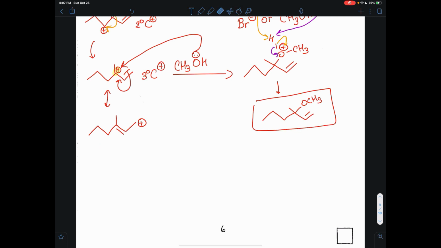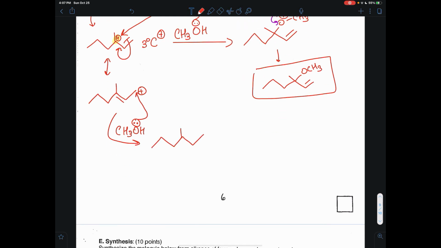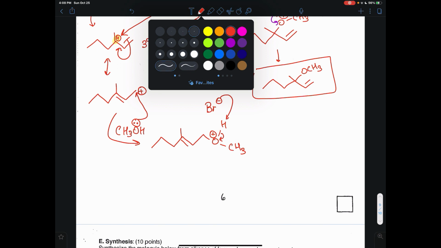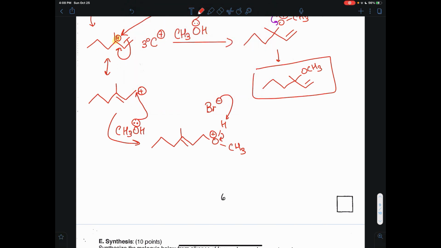So what's going to happen is a CH3OH, the lone pair is going to come in and attack this, and you're going to end up with OHCH3 positively charged. Again, you can use Br minus or CH3OH to deprotonate. I like using Br minus just because it's smaller. So Br minus is gonna come in, grab this, and push those electrons back to the oxygen, getting rid of this positive charge.